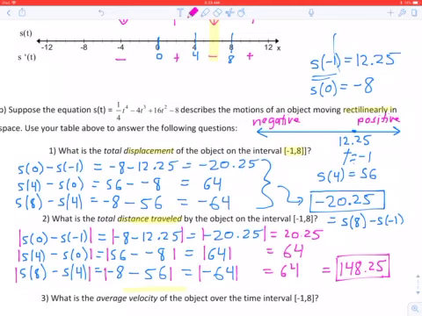So, total distance traveled, first of all, can never be negative because you can't travel negative distance. You can be displaced negatively. That's what we see in number 1.